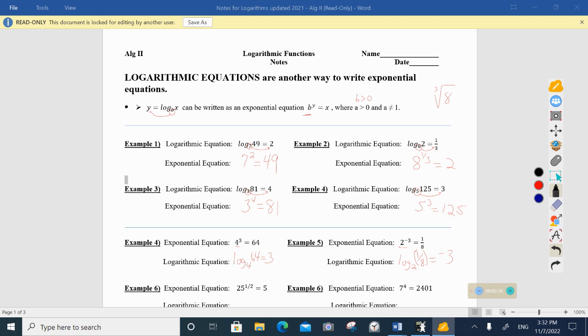And down here, example 6, I've got two example 6s. This should say example 7. The base in example 6 is 25. So log base 25 of 5 is equal to 1/2. And last example down here, example 7, the base is 7, so you would rewrite that as log base 7 of 2401 equals 4. And that's how you can rewrite or change from a logarithmic equation to an exponential, or from an exponential to a logarithmic.